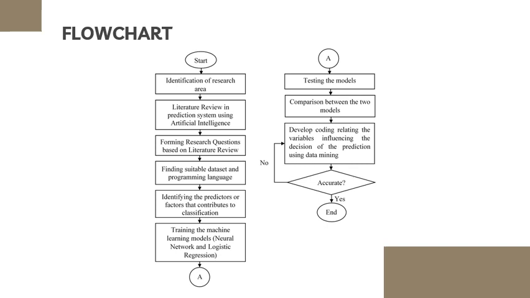After completing the training, we tested the models with unseen data, and then we compared the two performances in terms of accuracy and their F1 score, and then we developed coding relating to the variables that influence the decision of the prediction using data mining, and we checked whether they are accurate or not. If not, we go through the process of developing the coding of finding or relating the variables influencing the decision of the prediction using data mining. If we are satisfied, then the process would end.